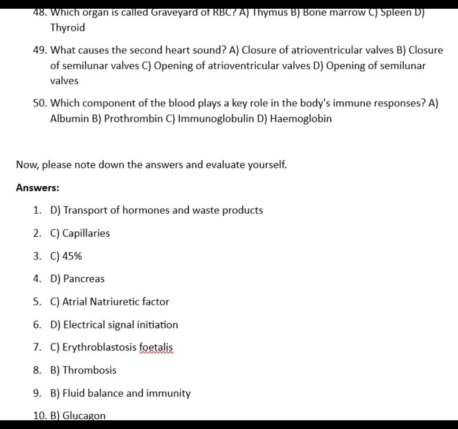50. Which component of the blood plays a key role in the body's immune responses? A. Albumin. B. Prothrombin. C. Immunoglobulin. D. Hemoglobin. Now please note down the answers and evaluate yourself.